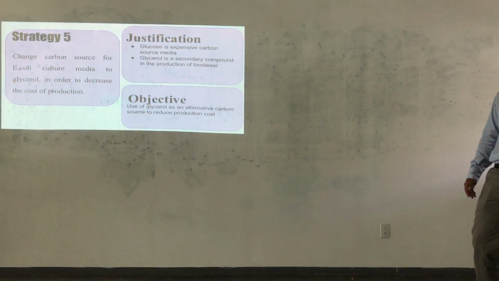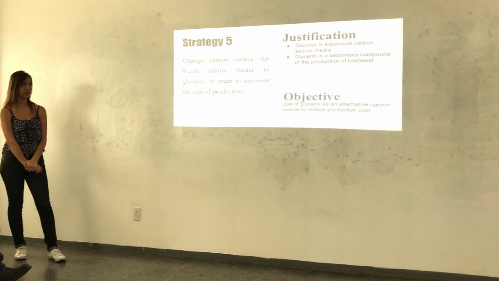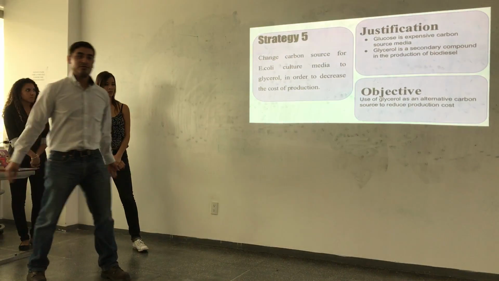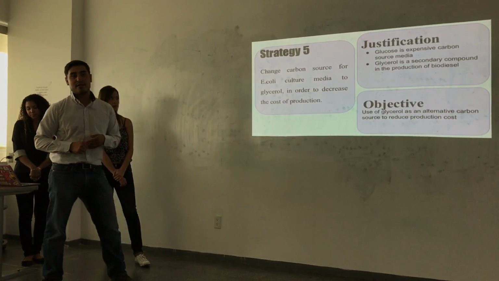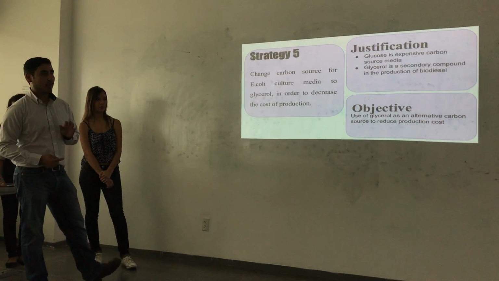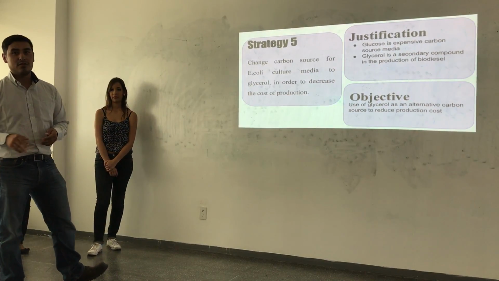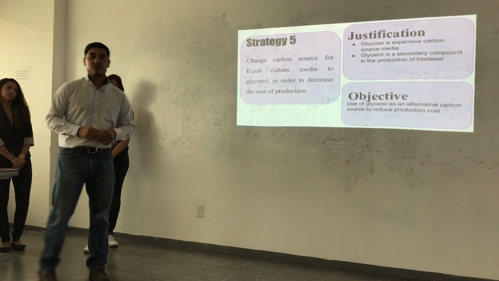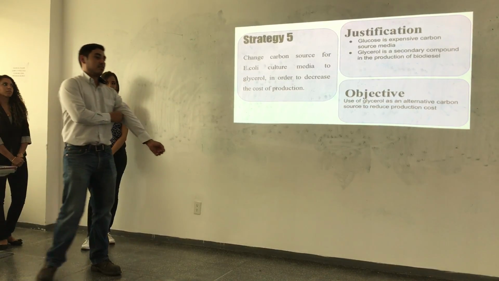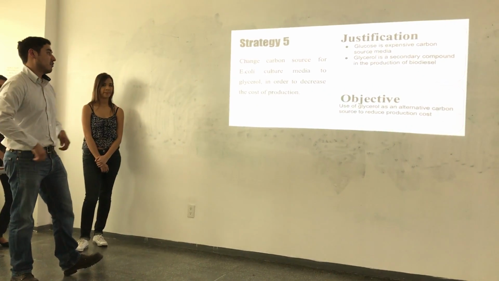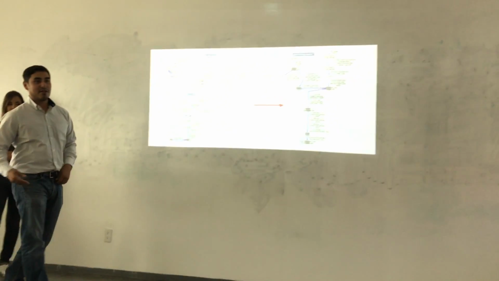So the third strategy, we talk about the cost of the media, which was expensive. So we thought about a component that was cheap, and we thought about glycerol. Glycerol is a second compound produced in biofuel synthesis, so it's a waste and the cost is very low. It was 1 to 8 cents per pound of glycerol, depending on the quality of the product. So that's a good candidate for an alternative carbon source. So what we need to do is to use glycerol as an alternative carbon source.